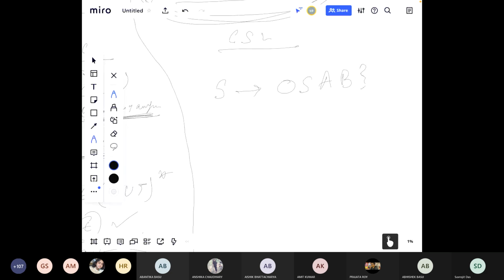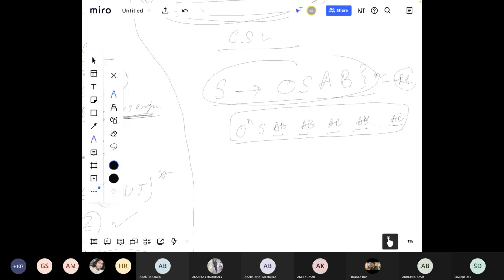So if I apply this n number of times, you generate n number of zeros, and AB n times. So if we apply this n times, you have 0^n S (AB)^n. That is what you have. This was rule number 1.